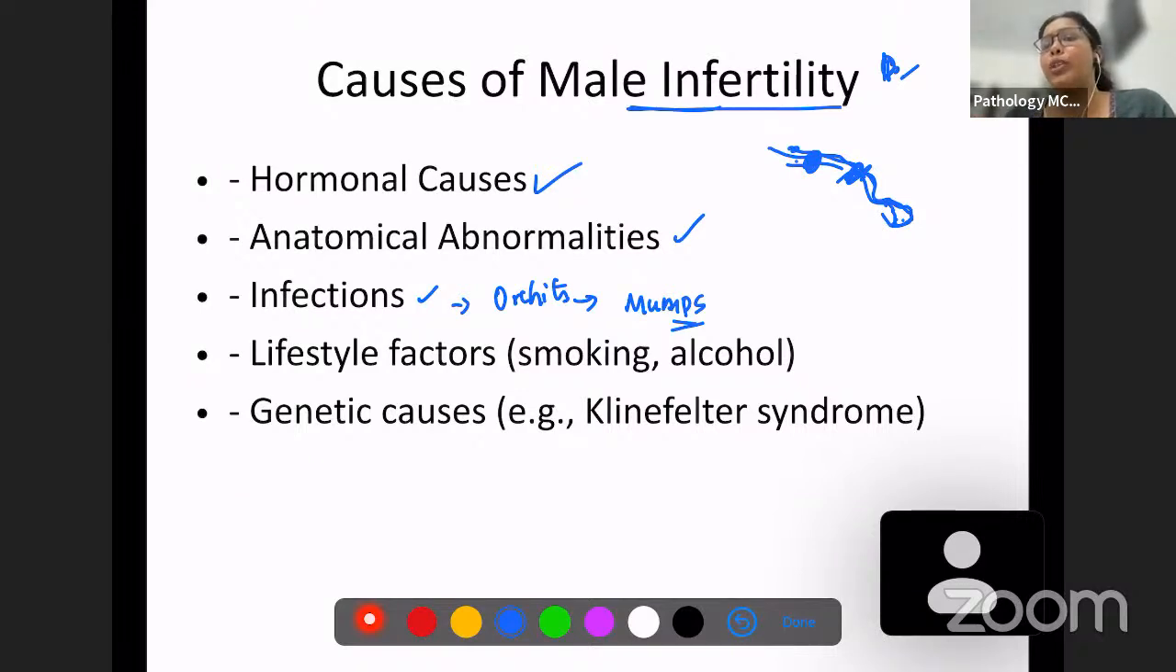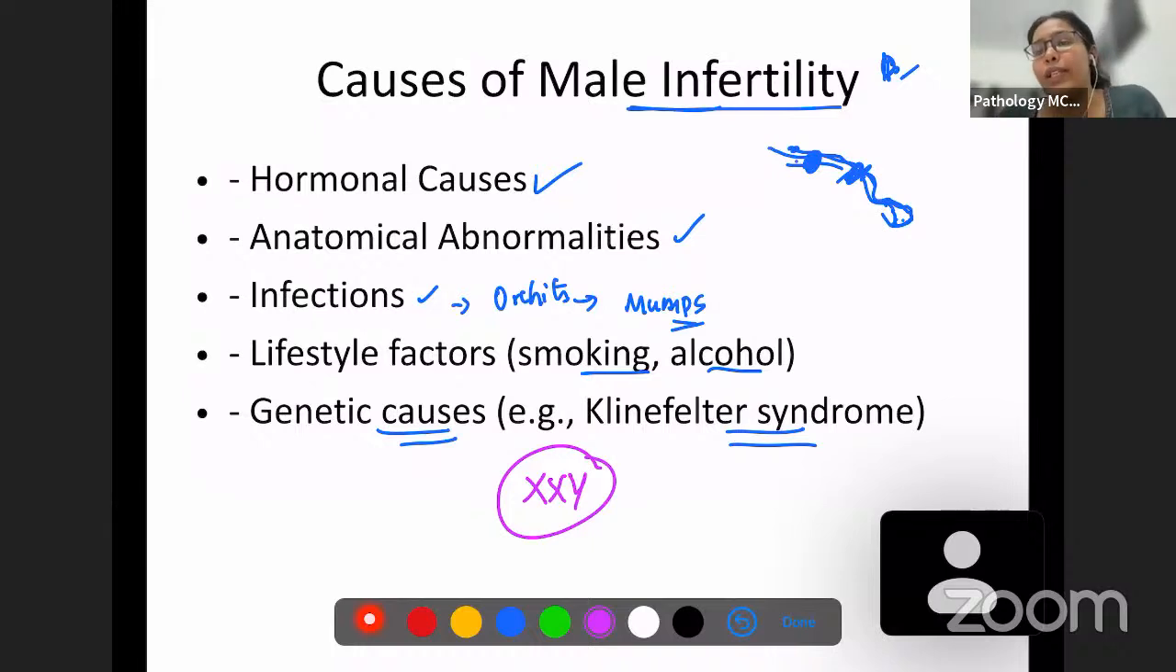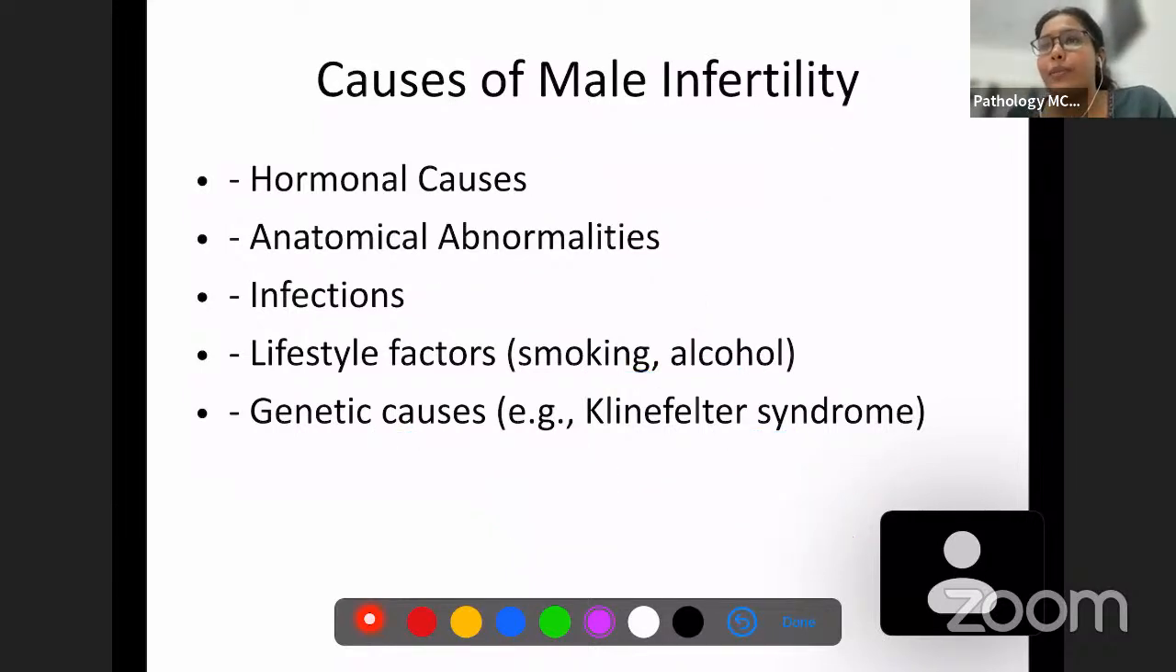Lifestyle factors are also important, like smoking and alcohol. And also we have genetic causes such as Klinefelter syndrome. To recall your genetics, Klinefelter syndrome is a genetic disease with 2 X and a Y. Because of the extra X chromosome, there is decreased testosterone production, and these patients are also more susceptible to cryptorchid testis. Because of that, there are high chances of infertility in these patients.